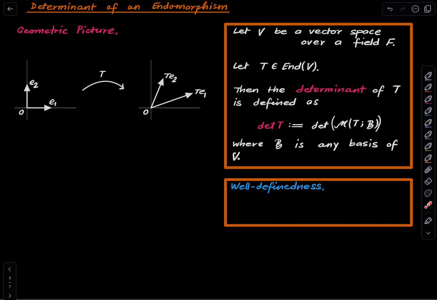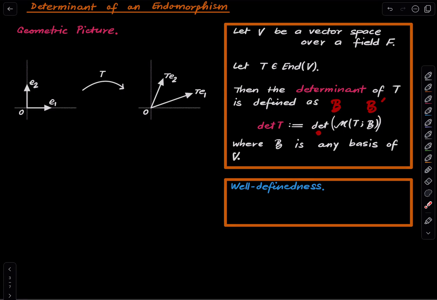But now immediately a question should come to your mind. Why is this well defined? What do I mean? Well, a vector space has many, many bases. If F is an infinite field, it might even have infinitely many bases. So two different people may choose two different bases and compute this thing. Somebody may choose a basis B, somebody may choose a basis B prime.